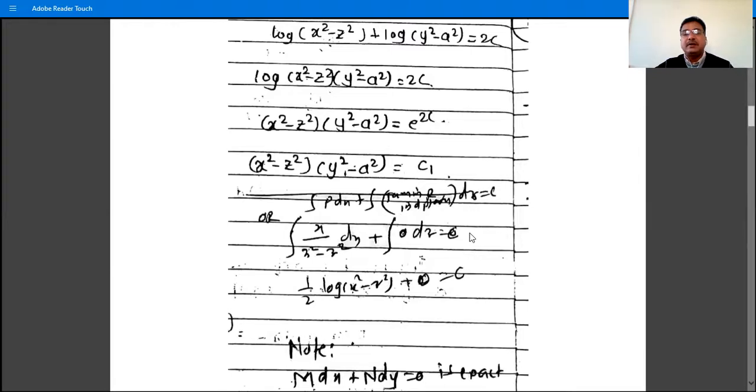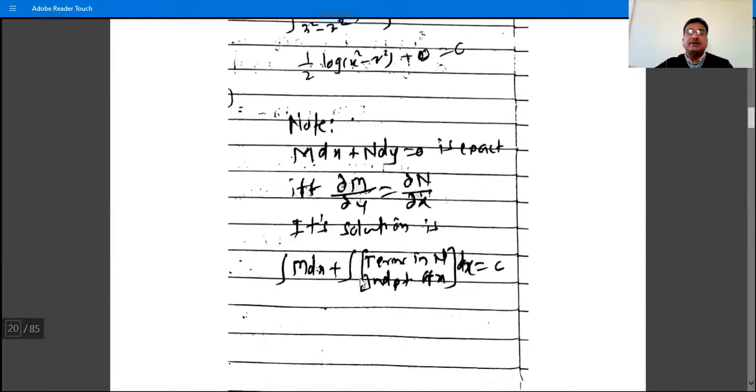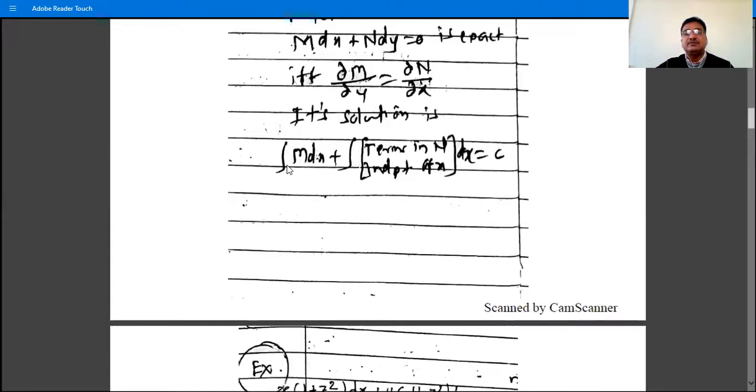So actually the formula for the general case: if the differential equation is in this form, m dx plus n dy is equal to 0, where m and n are functions of x and y. So when this differential equation is exact, that is, if dou m by dou y is equal to dou n by dou x, then its solution is: integration m dx plus terms in n independent of x dy is equal to constant.